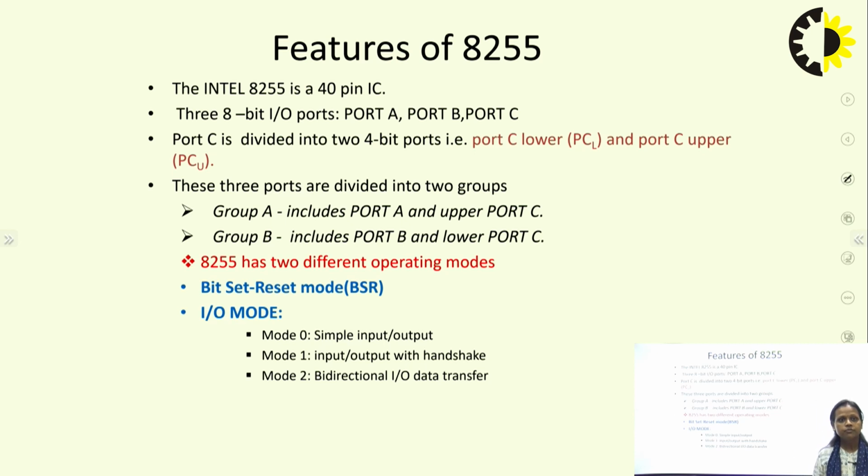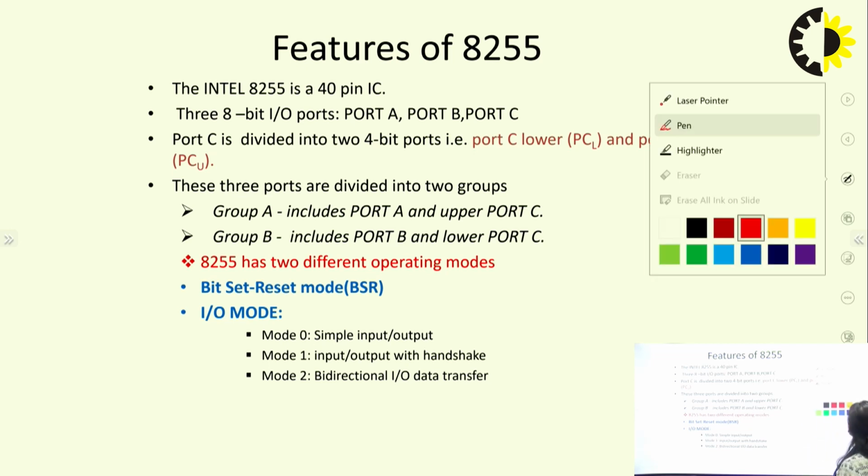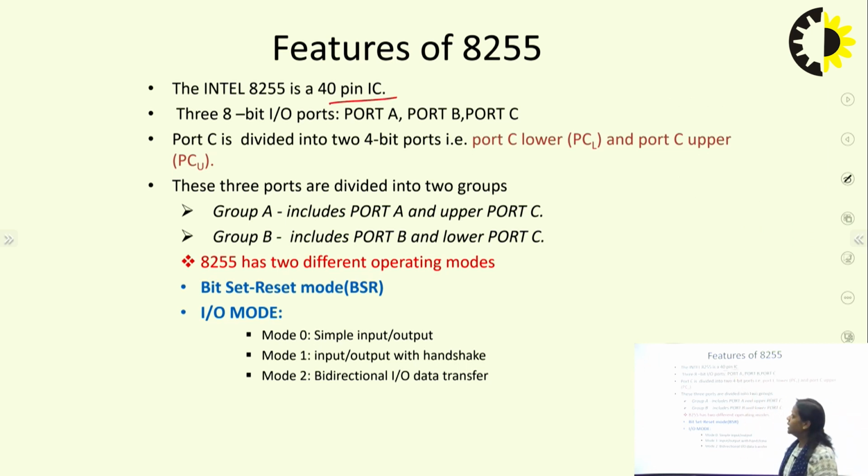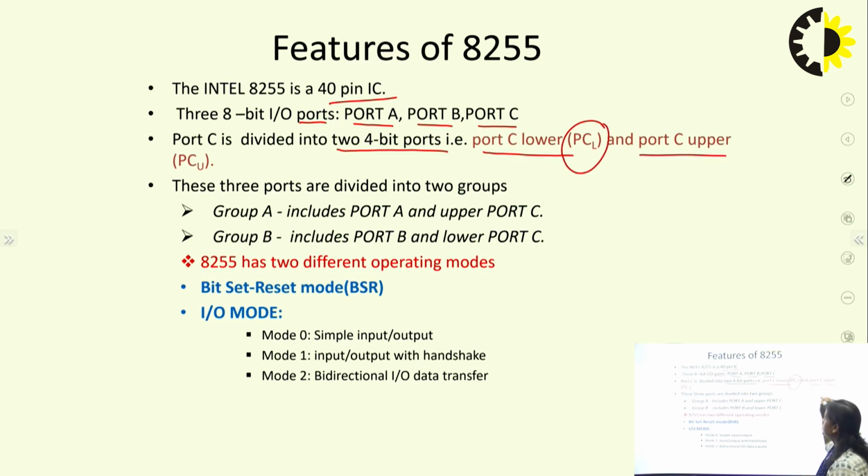So, coming to the features of 8255, the Intel 8255 is a 40-pin IC with three 8-bit input-output ports: port A, port B and port C. Port C is again divided into two 4-bit ports, which we name port C lower, represented as PCL, and port C upper, represented as PCU.